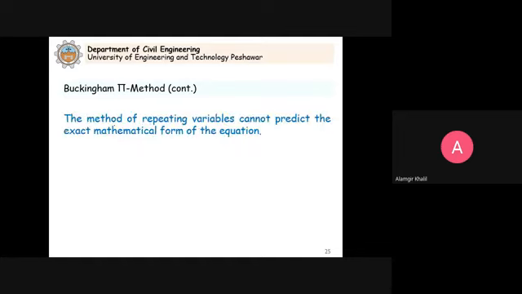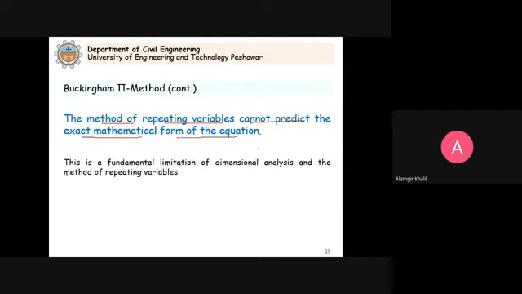So the method of repeating variables cannot predict the exact mathematical form of the equation. This is what I already explained. This is the fundamental limitation of dimensional analysis and the method of repeating variables. Although it does not provide a 100% exact solution, you saw from the problems that we already solved that it helped us move in the correct direction. So that's why we cannot say that we should not use it. Still, it is a very powerful tool and it is used in research work.